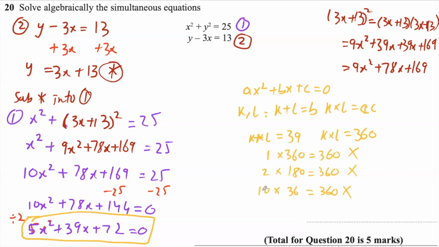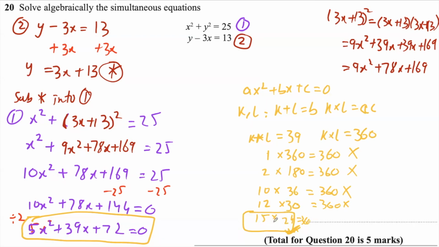Now, the next pair of numbers that occurs to me is 12, because 12 goes into 36. 12 times 3 is 36, so 12 times 30 should be 360. But this is still not the right pair because 12 add 30 is 42. Okay, so we're getting closer. So the right pair is going to be 15 and 24. 15 times 24 gives us 360, and they also add up to 39. So this is the right pair.